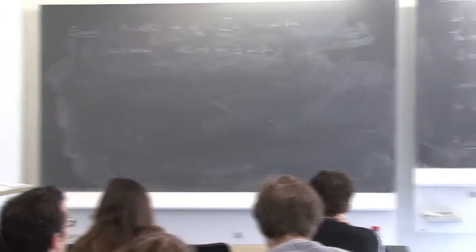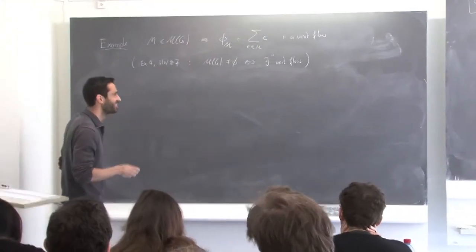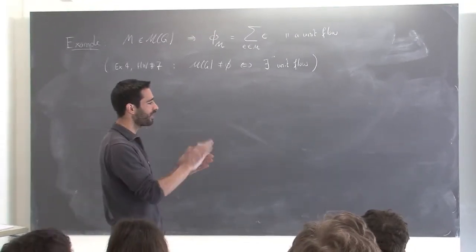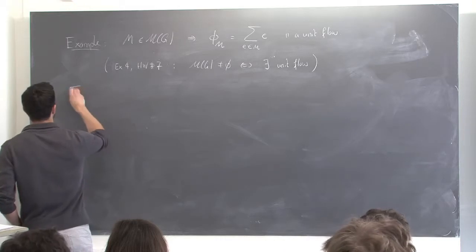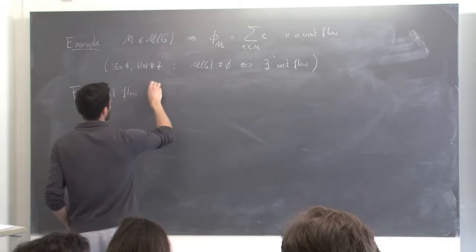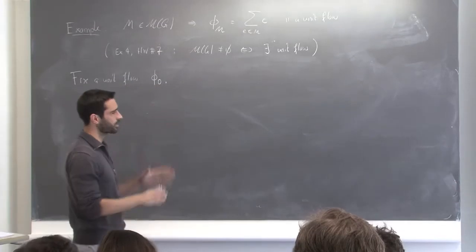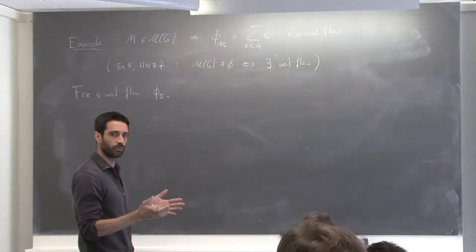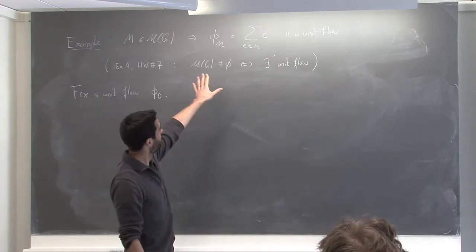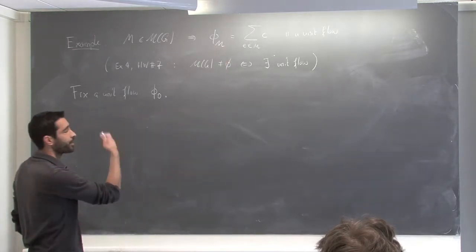So why do we want to fix a unit flow? Well, the point is, bless you. So from now on, we're going to fix one unit flow. So fix a unit flow phi 0. Now what we will do is we will use this as some kind of reference flow, and we're going to measure the perfect matchings and the corresponding unit flow. We're going to measure the difference of these two.